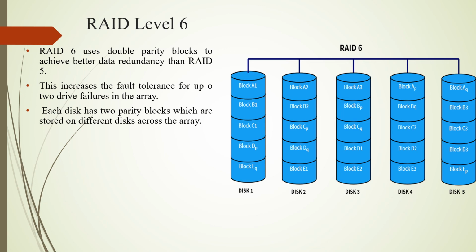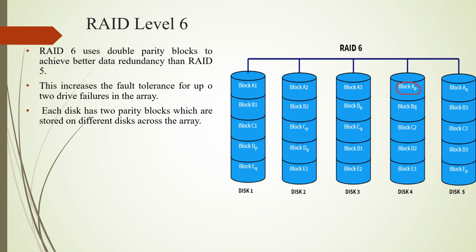This increases the fault tolerance for up to 2 drive failures in the array. So there is very clear-cut information here. The parity is stored multiple times. The parity information is stored in 2 blocks which are stored on different disks. Here you can see the parity of this block. This is the parity information related to A1, A2, A3.